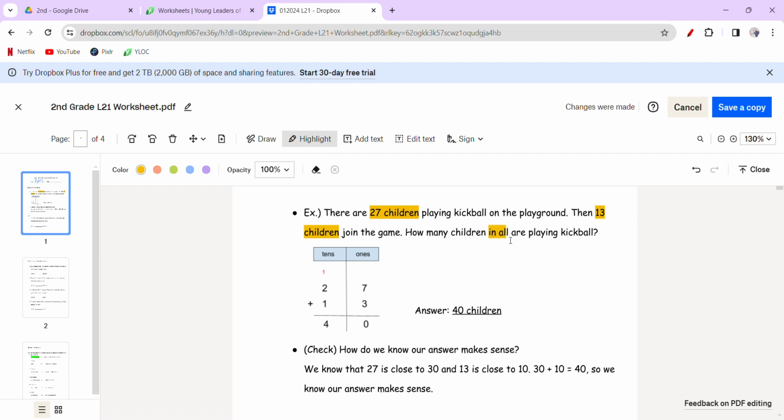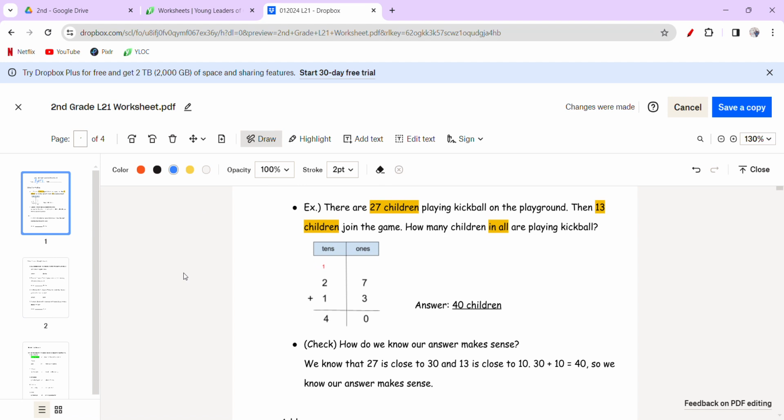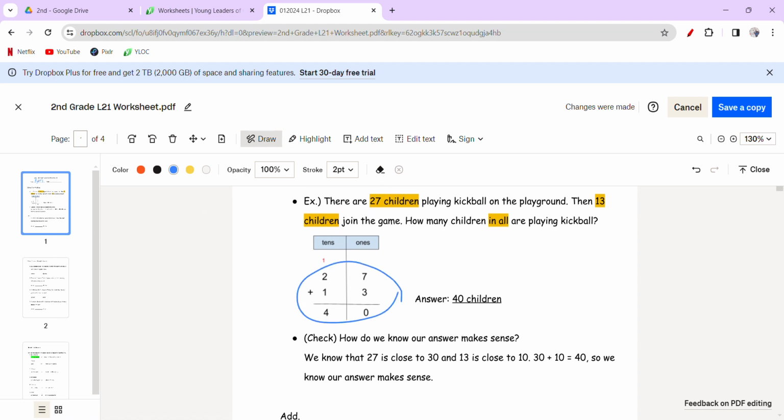Our keyword here is "in all." When they say in all, it means they want us to add and find the total sum. So here, just like how they did over here, we would just place 27 and 13. It's going to be a plus sign, right? Because we're adding. 7 plus 3 is 10. You bring the 10 here. 2 plus 1 is 3, and the plus of 10 will be 40.